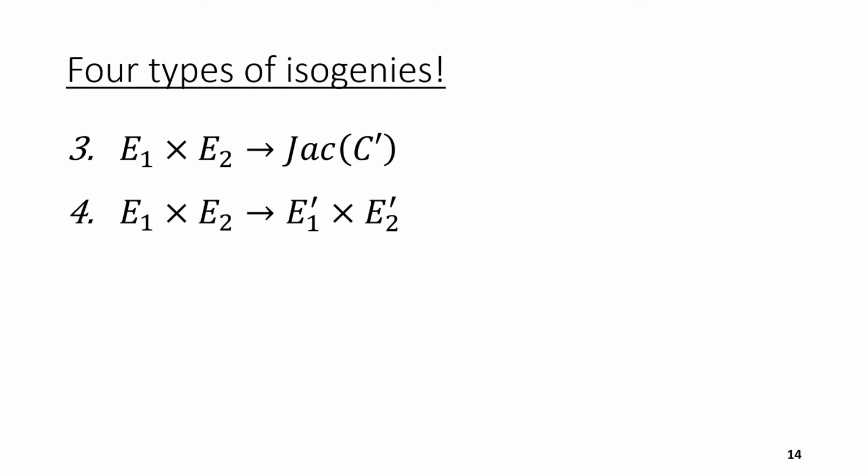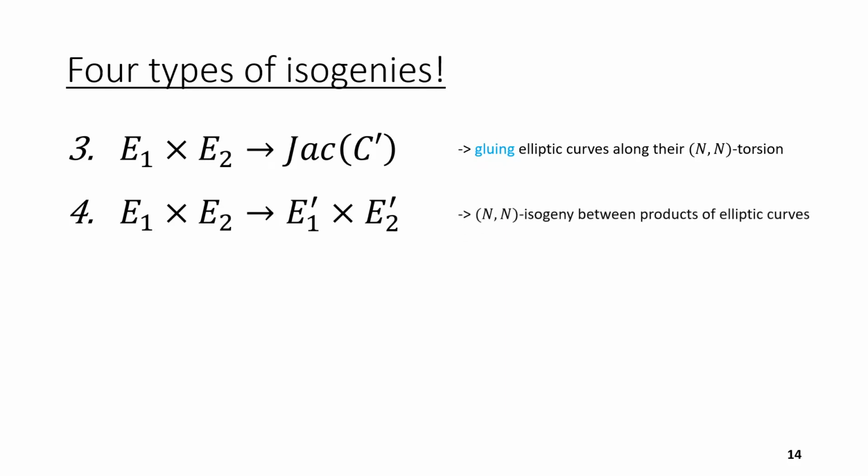Because there's just a lot more Jacobians. So if nothing fancy is happening, we expect the codomain to be a Jacobian, right? Obviously, if you look at it from an isogeny point of view, this is the dual of the splitting of an isogeny, and this is called the gluing of elliptic curves along their n-torsion. I like the names. And this is, I think, just called an isogeny between products of elliptic curves.